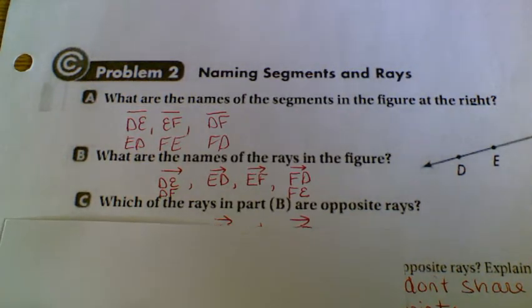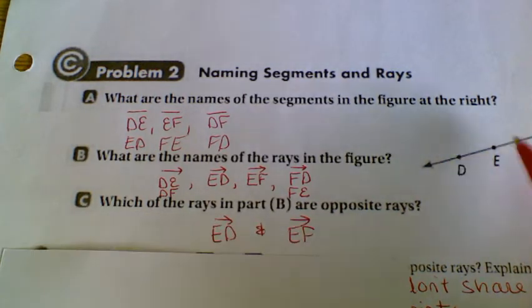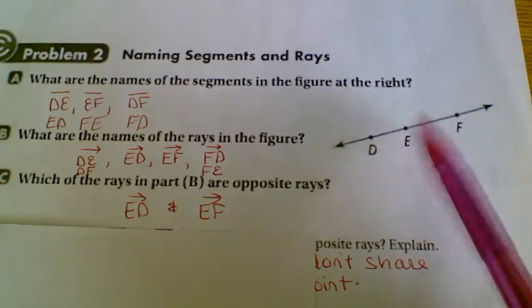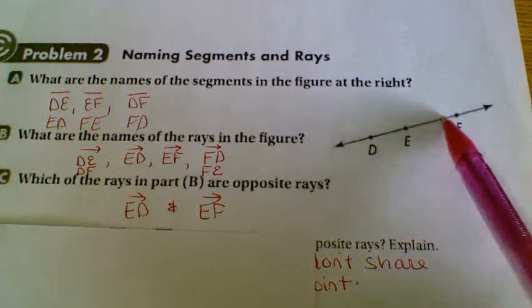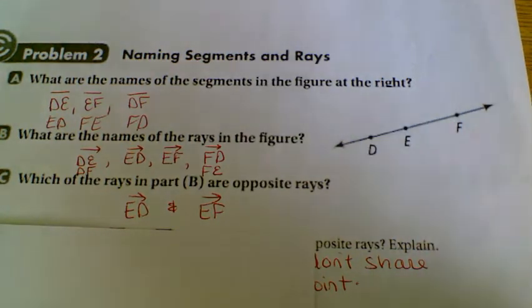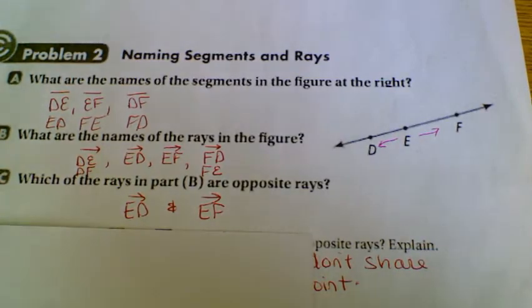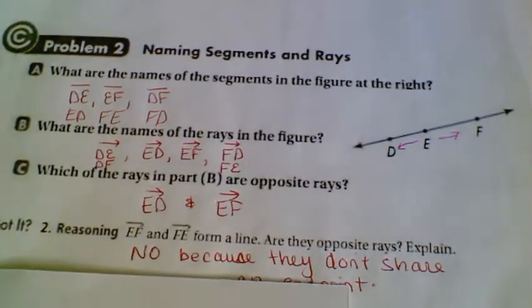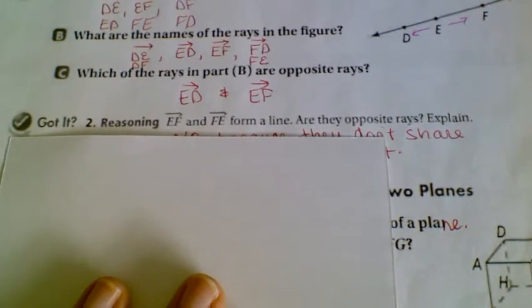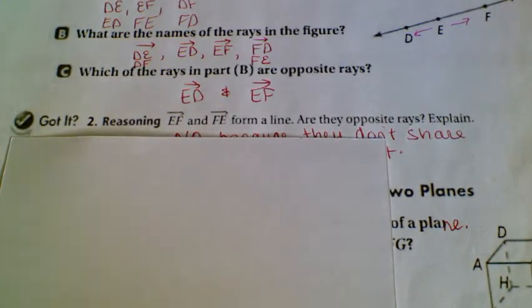Which of the rays in part B are opposite rays? There's only one set. That is ED and EF. Reason being is because they have to share an endpoint and they have to go in opposite directions, hence the name opposite rays. So that means that ED and EF are the only way you're going to get that opposite direction. Okay, I want you to pause the video and try the got it question.